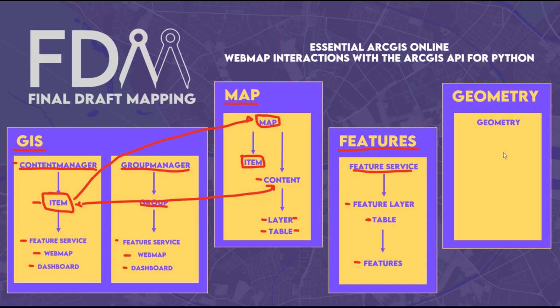Although not a huge part of this course, we are going to use the geometry class. We are going to access the geometry for a feature and use the geometry from that feature to update or define the extent for our web map. This course is all about automating your web map interactions with the ArcGIS API for Python, so it will mainly center around the map class.